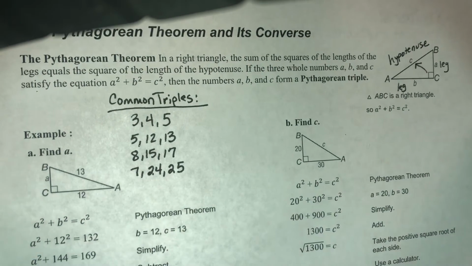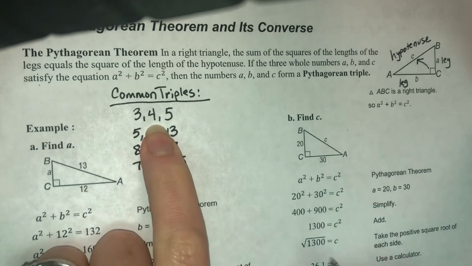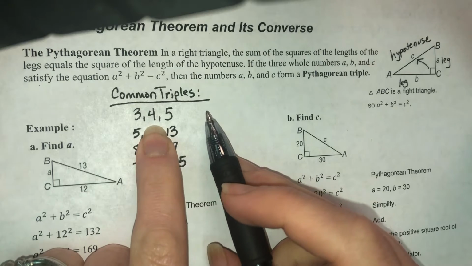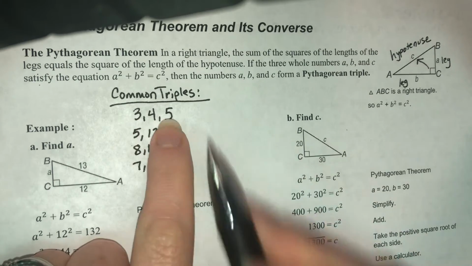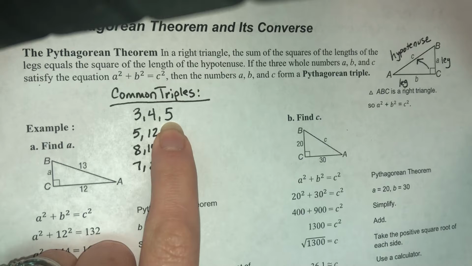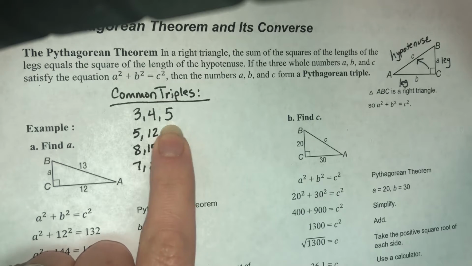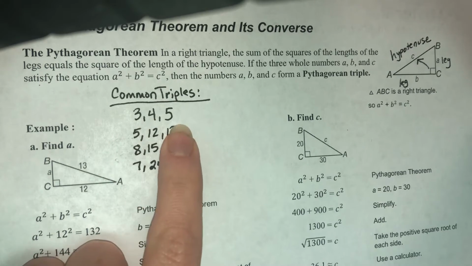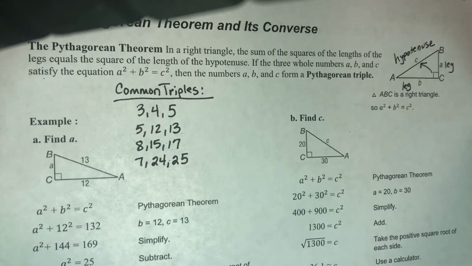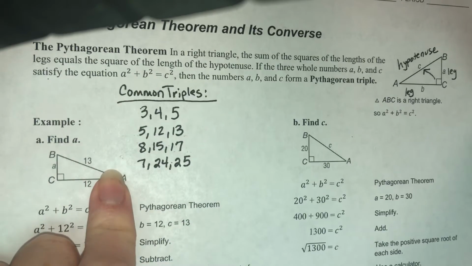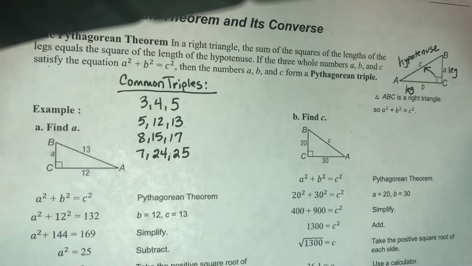But also, if you have multiples of these common triples, it will work too. So like if I doubled each of these numbers and had 6, 8, and 10, that would work. Or if I multiplied each of them times 10 and had 30, 40, and 50, that would also make a Pythagorean triple. So not just these, but also multiples of these. And there are infinitely many more Pythagorean triples, but these are the 4 that we tend to use the most.